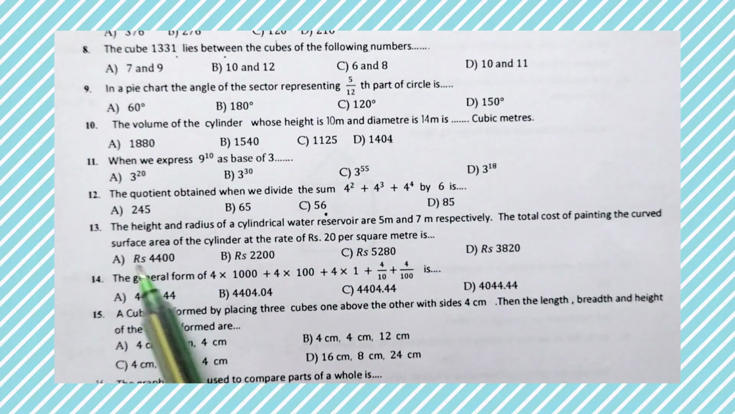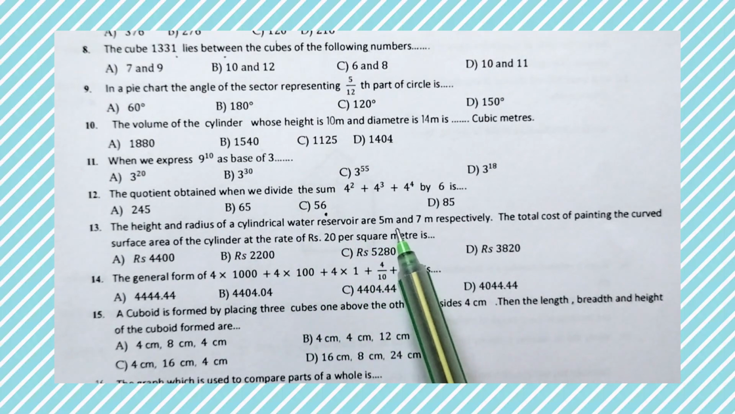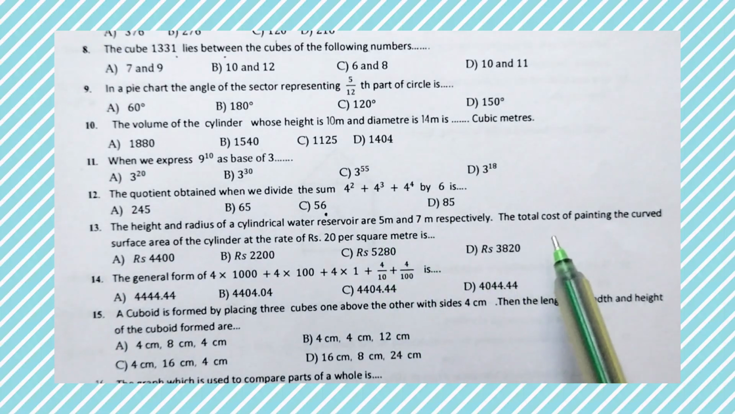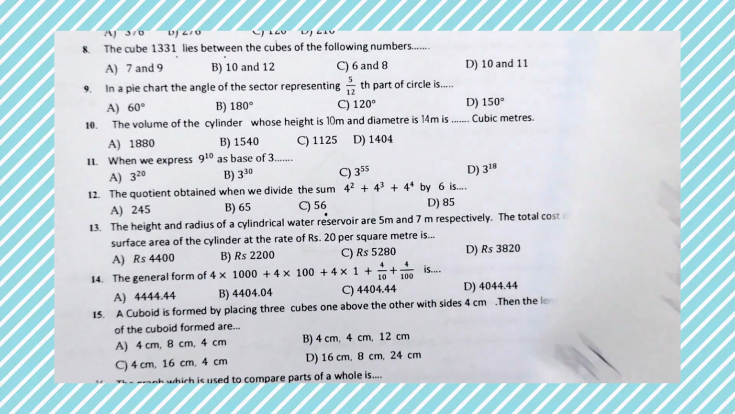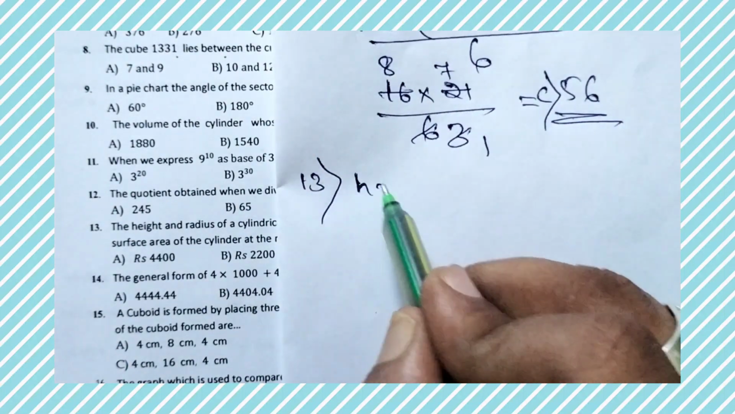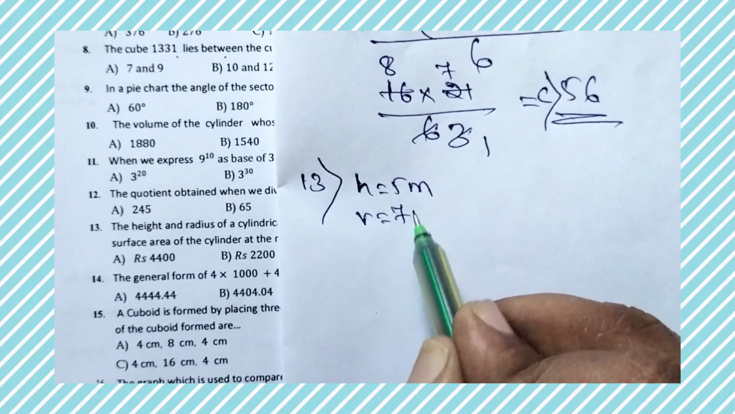In the 13th question, the height and radius of a cylindrical water reservoir are 5 meter and 7 meter. What has he given? He has given height and radius. The total cost of painting the CSA of a cylinder at the rate of ₹20 per square meter is asked. So let us answer it. Height is equal to 5 meter. Then radius is equal to 7 meter.